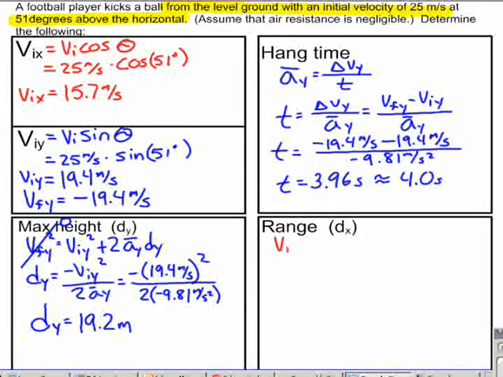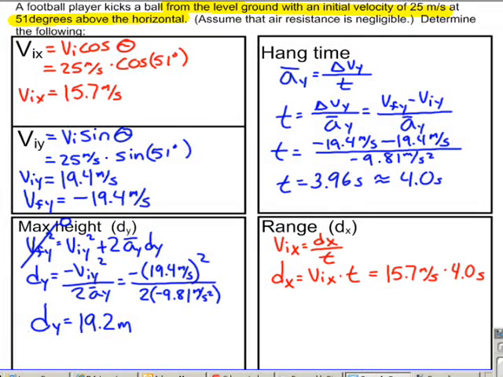Now lastly, we're going to investigate the range. So again, I'm going to figure out the displacement in the x direction. I'm just going to use the v equals d over t equation and rearrange to solve for d_x. So d_x equals the initial velocity in the x direction times the total hang time. So our initial velocity in the x direction again was 15.7 meters per second, and our total hang time was about 4.0 seconds. So in this case, we find that our range winds up being roughly 62.8 meters.